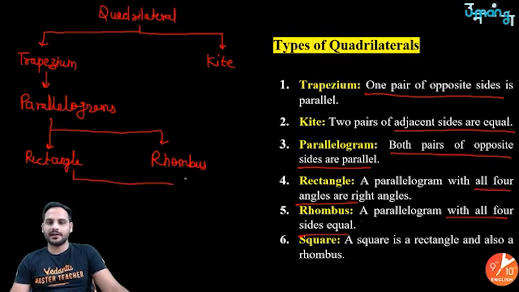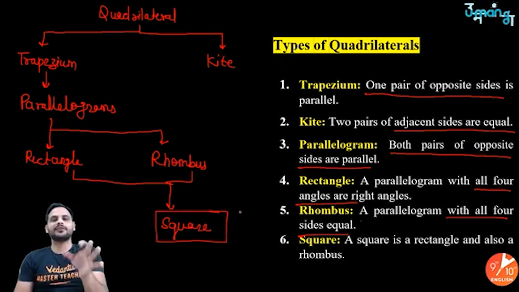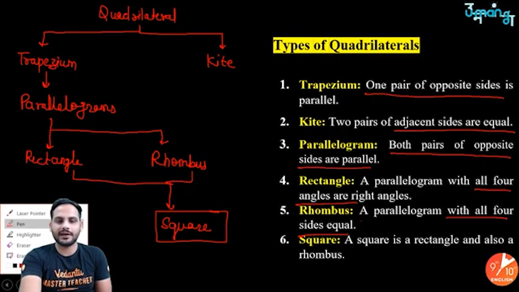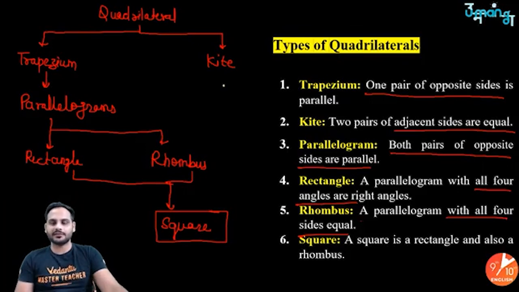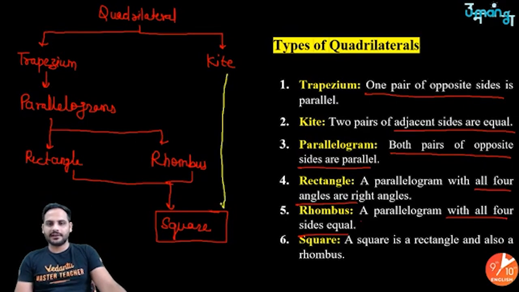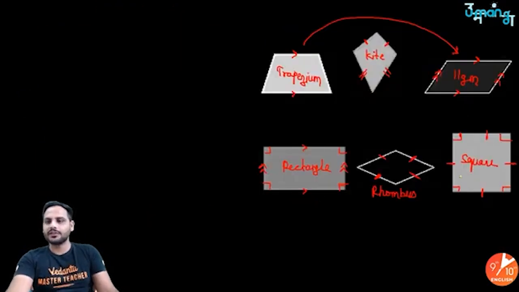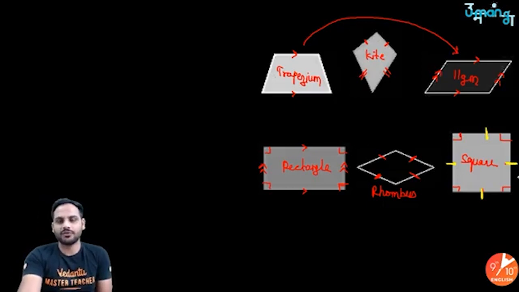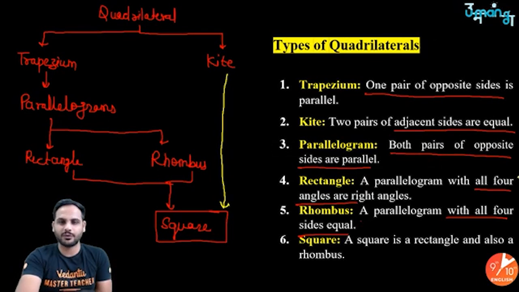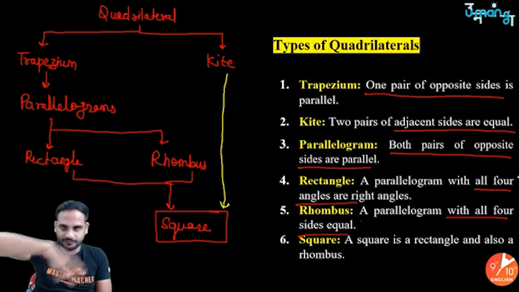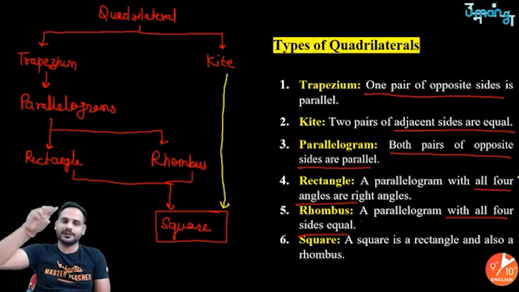Now under rectangle and rhombus, the final shape comes, which is the square. Right. So a square follows the properties of all these special quadrilaterals. Square also comes under kite as well, because in a square, since all the sides are equal, I can say this pair of adjacent sides are equal to each other and this pair of adjacent sides are also equal to each other. So a square follows all the properties of a kite as well. So a square is the only quadrilateral which follows the properties of all these special quadrilaterals.